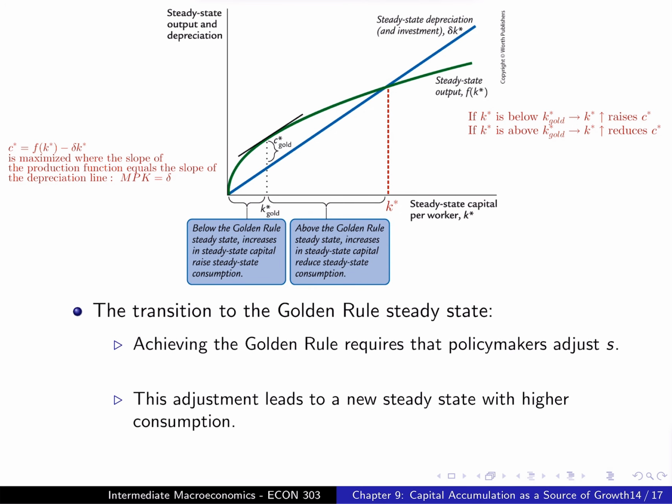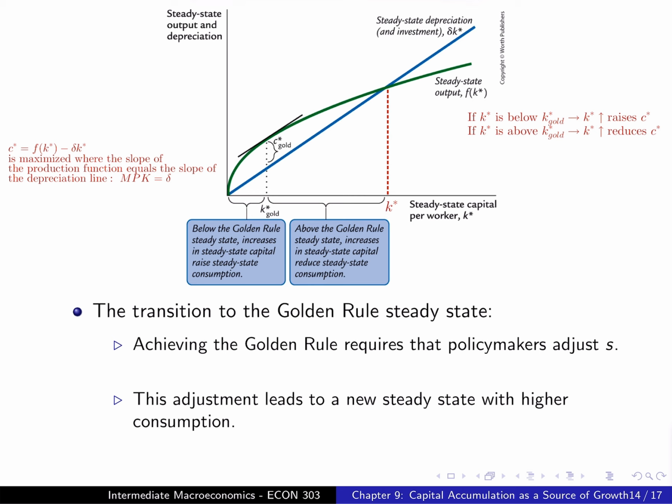Let's now discuss how the economy transitions to the golden rule steady state. This diagram shows the relationship between steady state output, depreciation, and capital per worker. On the horizontal axis, we have steady state capital per worker, lowercase k star. The green curve represents steady state output, a function of lowercase k star, while the blue line represents steady state depreciation, delta times lowercase k star. The golden rule level of capital is denoted by lowercase k star gold, where the gap between output and depreciation, which equals consumption, is maximized.